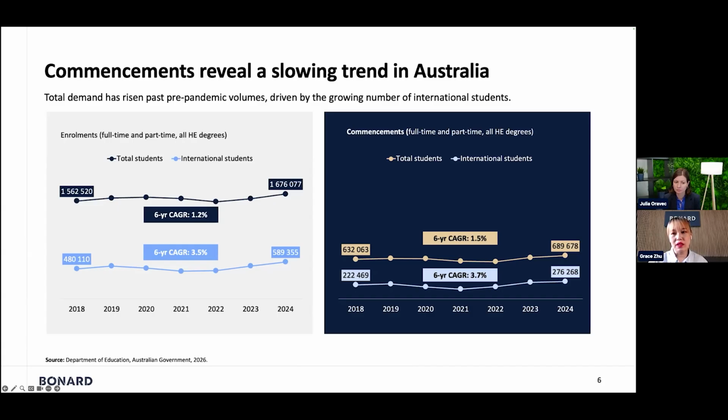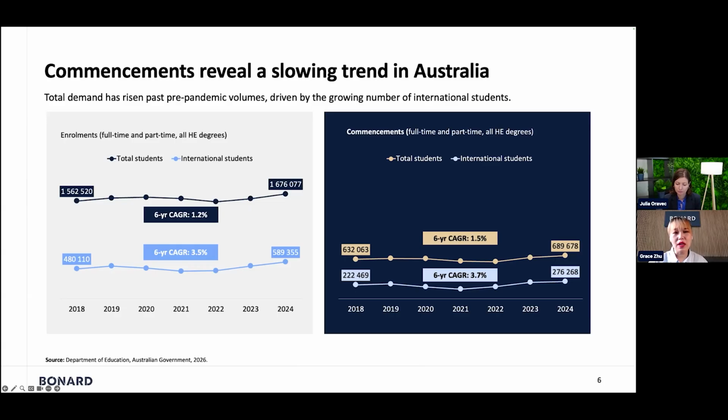But the right side of the slide also tells us the most immediate story for the sector. This is the data on the commencements, which is new students starting their courses. This is the leading indicator for future housing demand. Here we can see that the trend is slowing. In 2018, international students made up 35% of the overall new commencements. But by 2024, that figure had grown to 40%.